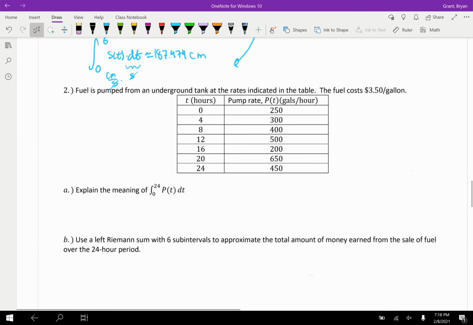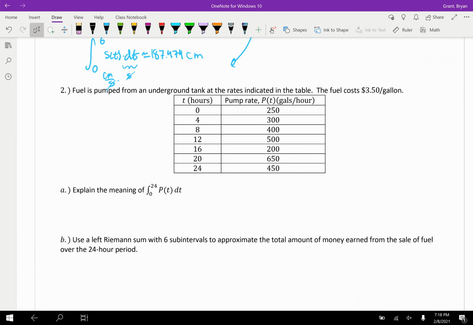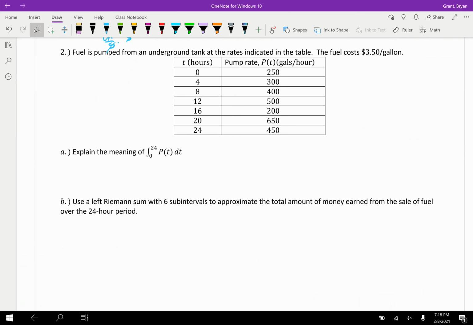All right, so we have 2 problems left. Let's go ahead and see how you guys are doing on this. So here comes problem 2. I'd like you to try both A and B, and then we'll go through and see how you did. Ready, set, go. And you guys are back.